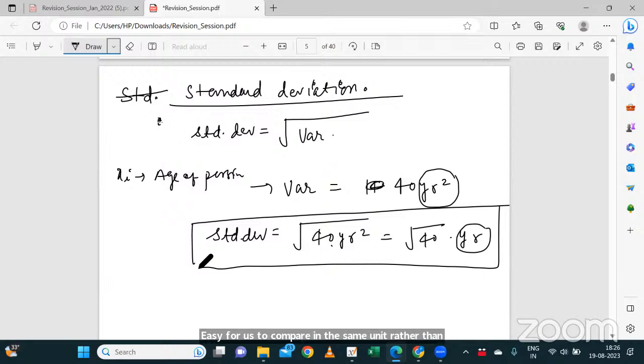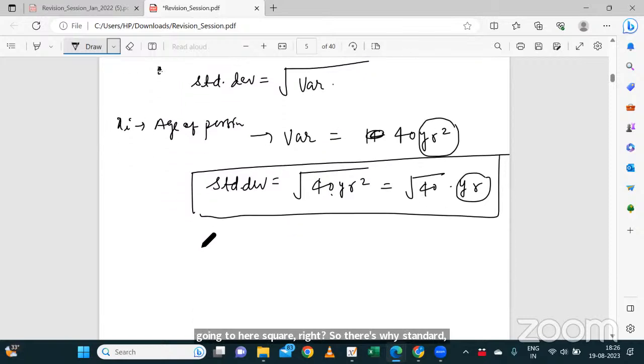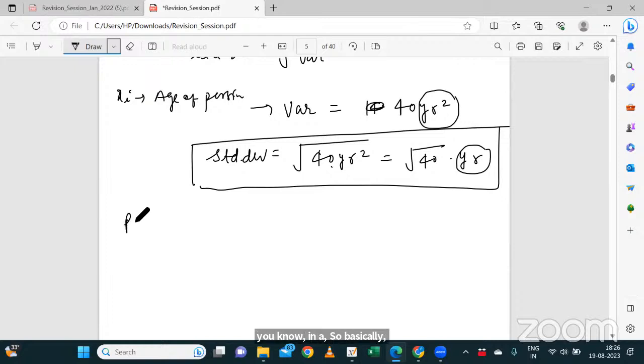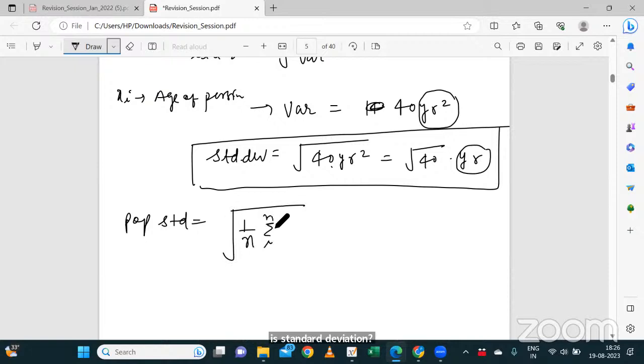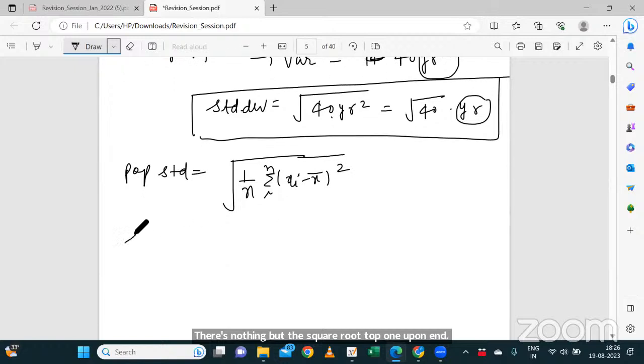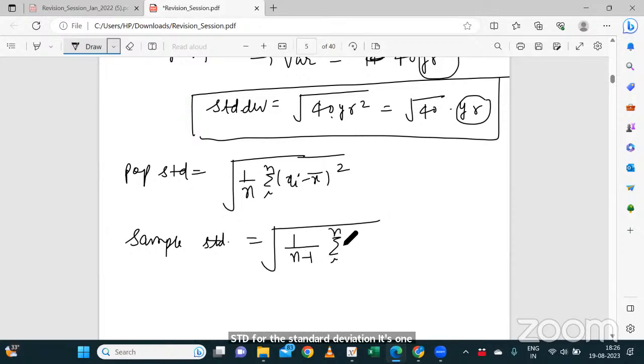In a way, the formula is the same. So basically, what will be the population standard deviation? It's nothing but the square root of 1 upon n summation i to n (xi minus x bar) square. And the sample standard deviation, I'm writing STD for standard deviation, is the square root of 1 upon n minus 1 summation i to n (xi minus x bar) square, the same thing.